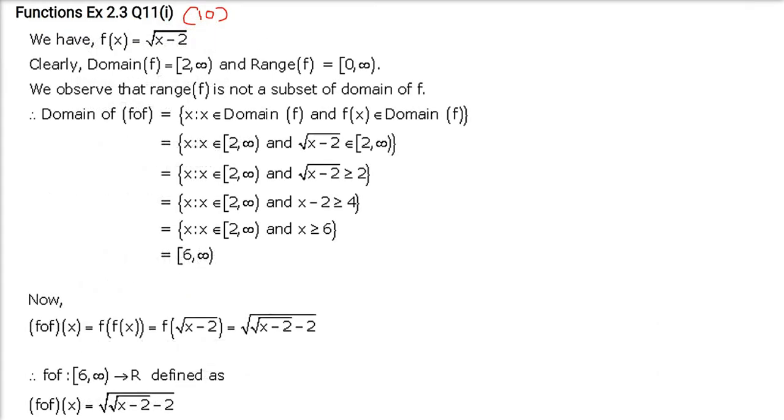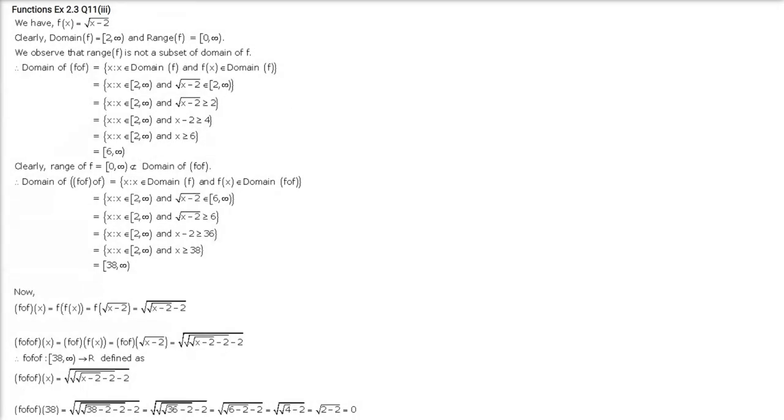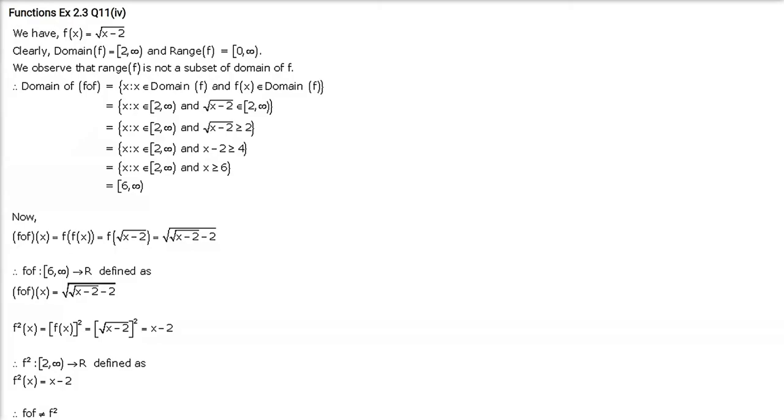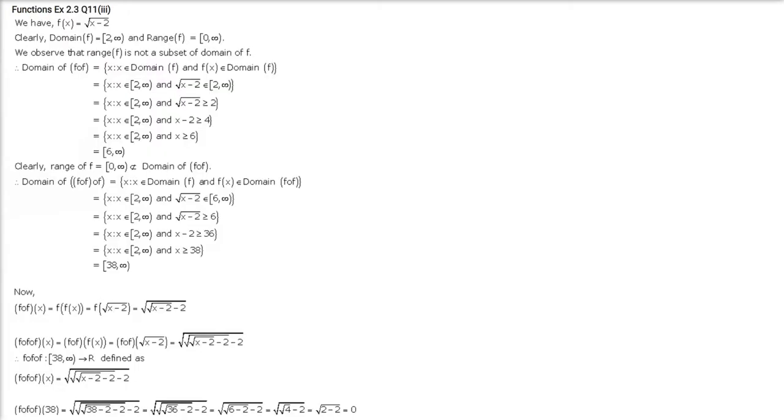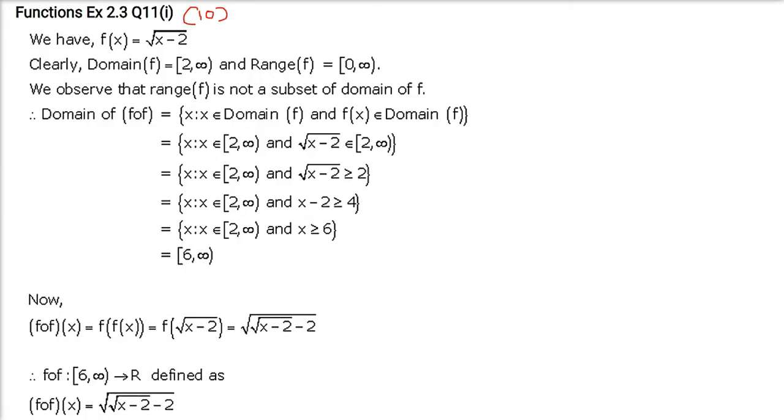So this is question number 11 now. What you have to understand here is the domain of f, and the domain of f of f. If you understand this very well, all the other parts, there are 4 parts actually, you will be able to understand each and everything. F, f of f, and so on. So the concept you need to understand.